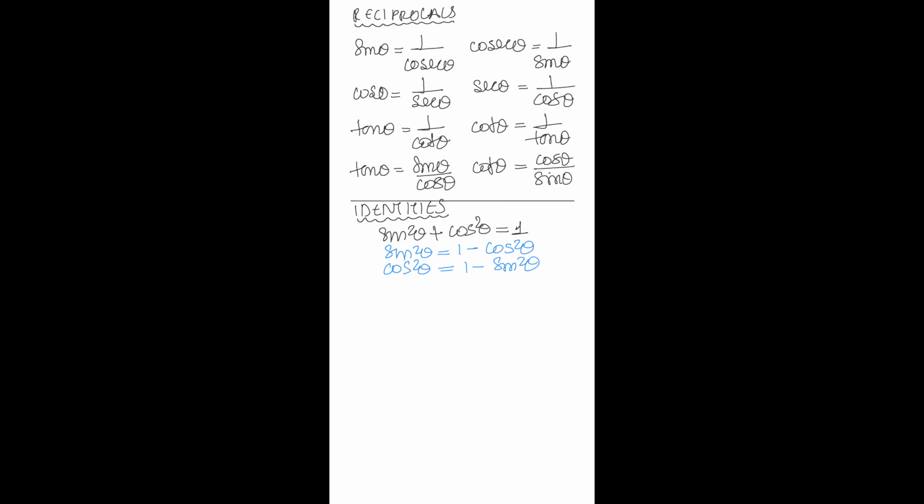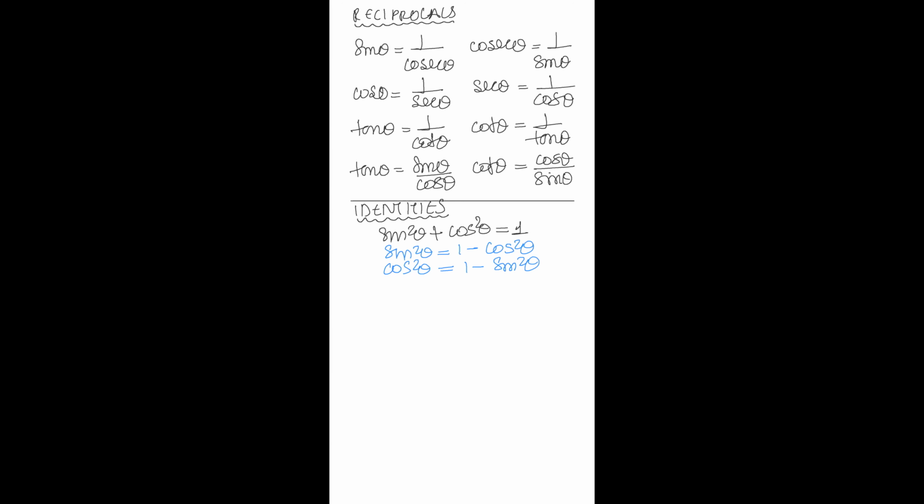Now many of the students might feel, there is an identity sin square theta plus cos square theta is equal to 1, so why make these two derived forms? Actually, the derived forms are more important than the identity.